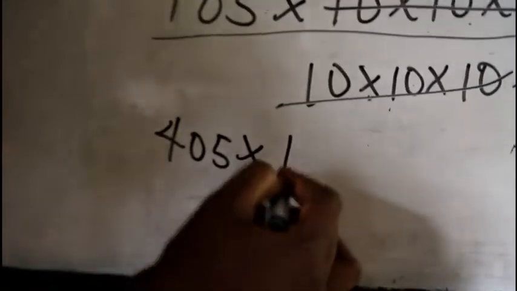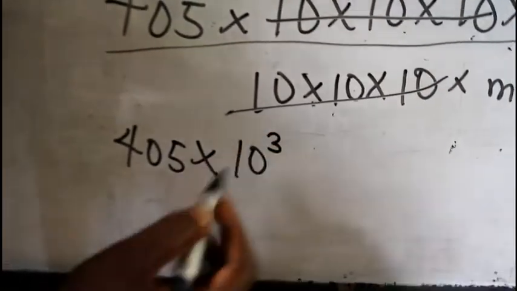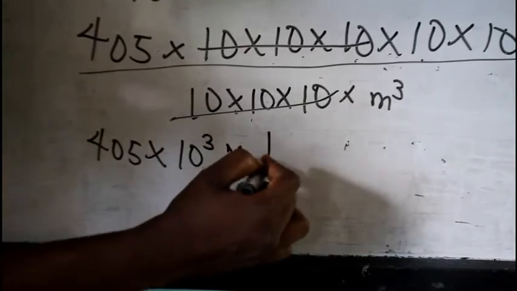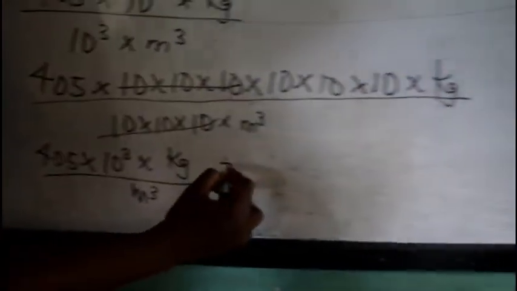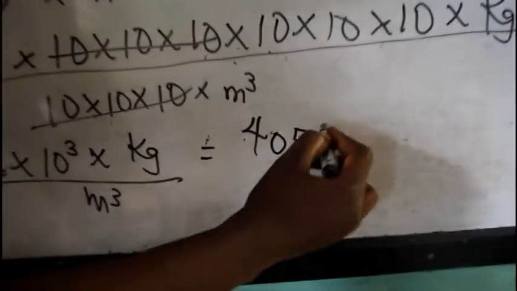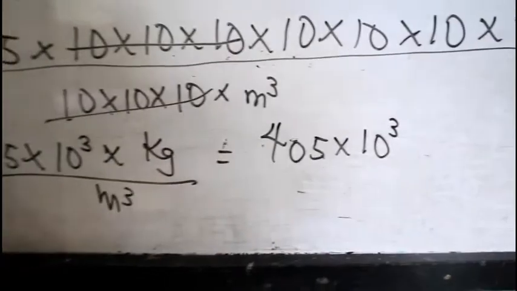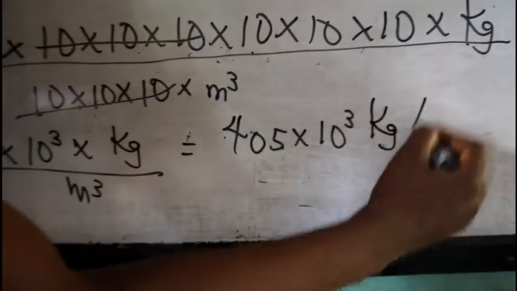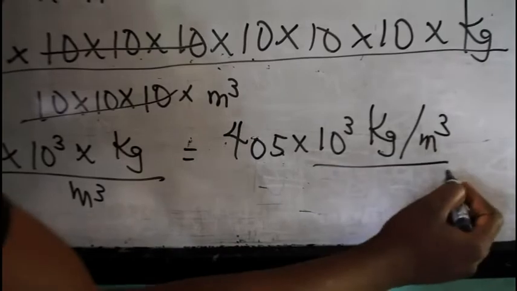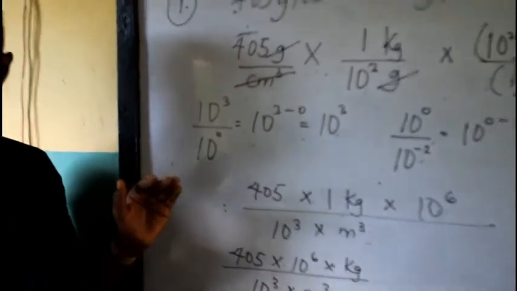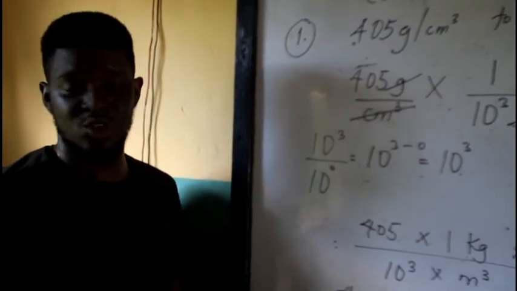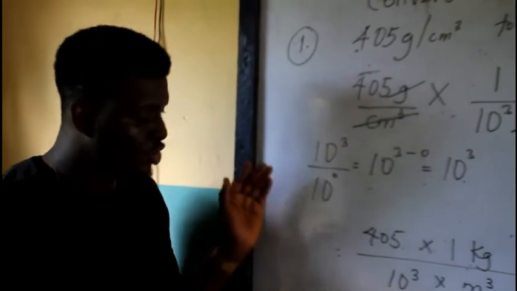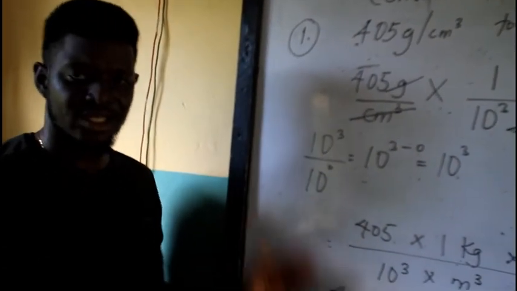405 times 10 raised to power 3, because it's the 3 left, times kilogram over meter cube. That will be 405 times 10 raised to power 3. You have kilogram per meter cube. Answer. It is very, very simple. I'm just trying to take my time so that you can understand some little basics of mathematics. So you shouldn't conclude that it's hard. You just take it bit by bit, you understand it better.